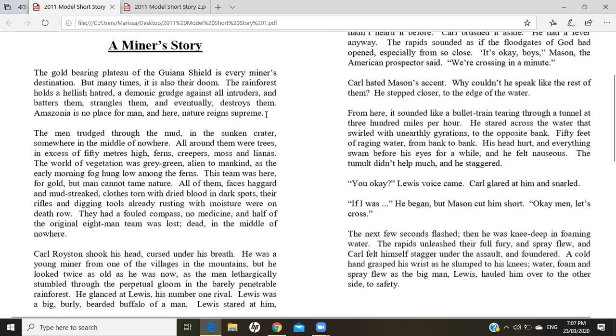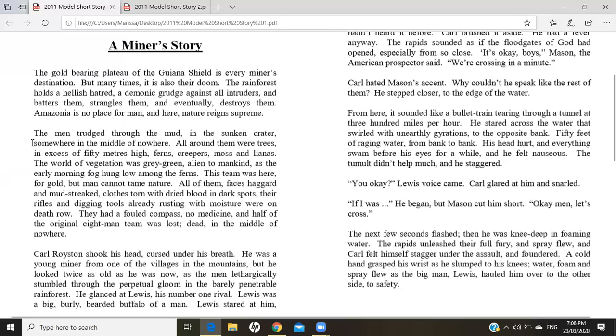So in this first paragraph, what's the setting? The rainforest in Guyana, miss. Yes, Marie, you can tell us about this. He's saying that it holds a hellish hatred, a demonic grudge. Does it feel like that? Yes. So you are scared of the rainforest? I don't like frogs, miss. Actually, I am from the rainforest, so I would tell you it's scary. Oh, you are from the rainforest? Okay. So this is what he's describing, right? He's giving us a sense of the setting, letting us know how this rainforest is.